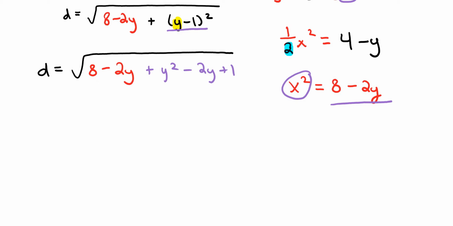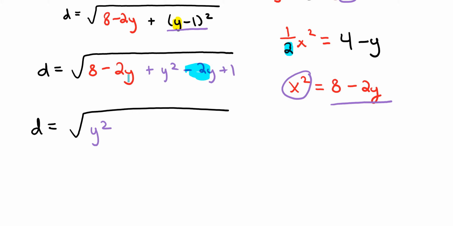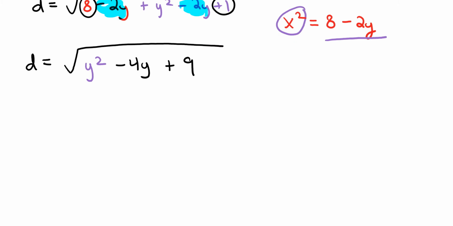And after that, we can rearrange the terms here and clean this up. So the y squared would go in the front there. I have a minus 2y and a minus 2y, so that's going to be minus 4y. And then 8 plus 1 is going to be 9. Okay, so that's simplified in a very nice way here, and now I need to take its derivative here.